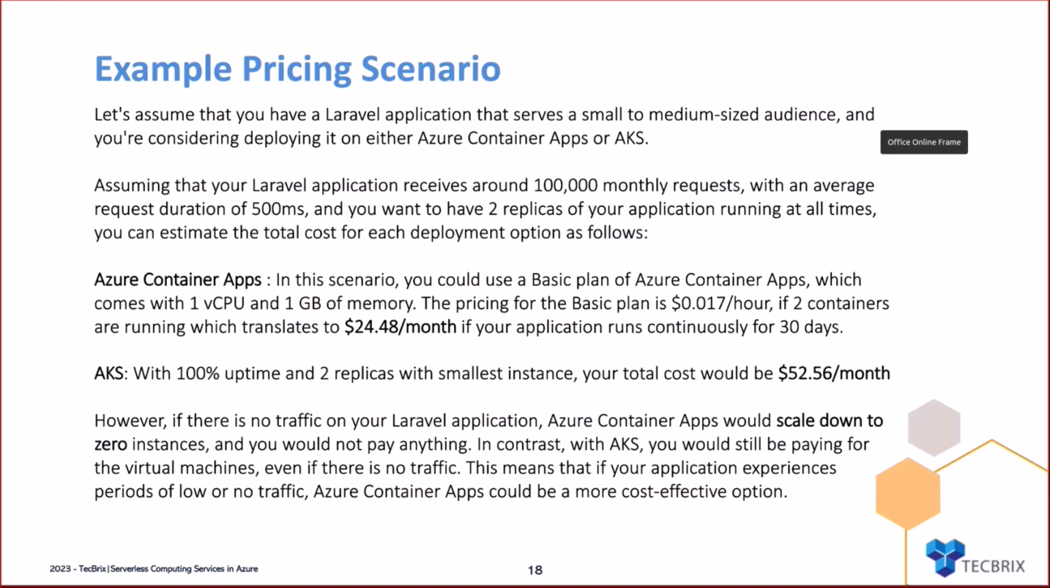Then what will you do? Let's say in this scenario, we can use the basic plan for Azure Container Apps. Let's say we are using minimum resources, 1 vCPU and 1 GB of memory, and the pricing for the basic plan is $0.017 per hour. And if you have 2 replicas that are up and running continuously for 30 days, what happens? Your pricing model costs you $24.48 per month.